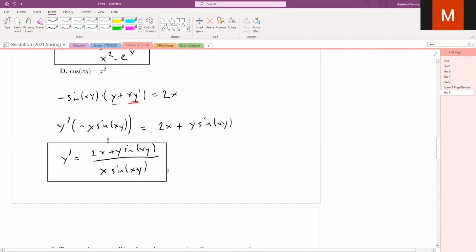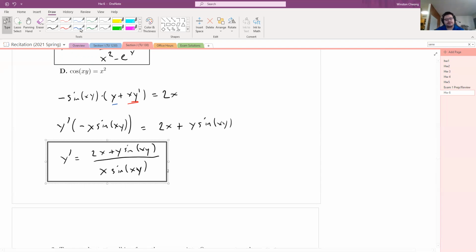Wait, why did you add the y sine xy on the end? Well, because when I distribute at this stage, this is going to have a negative in front of it. I'm going to get a minus y sine xy, and then I need to move that quantity to the other side. The way you move that is you flip the sign, you add it.